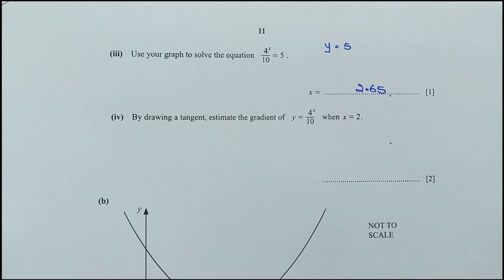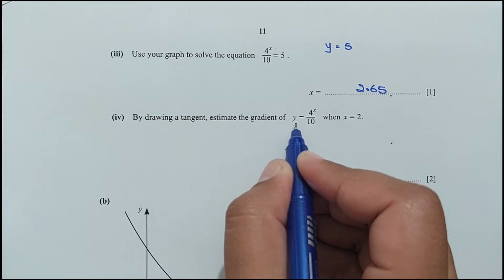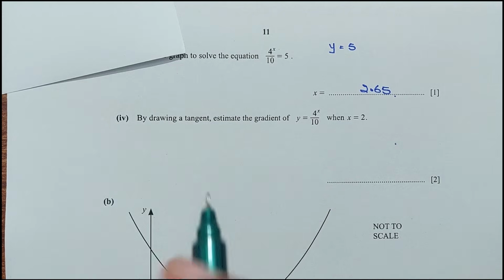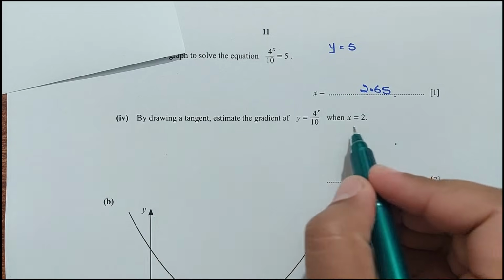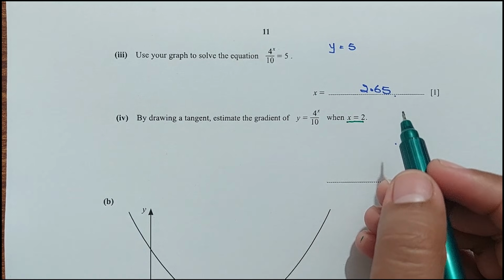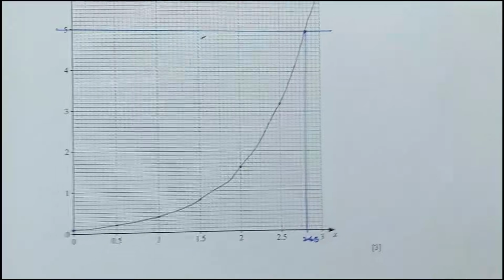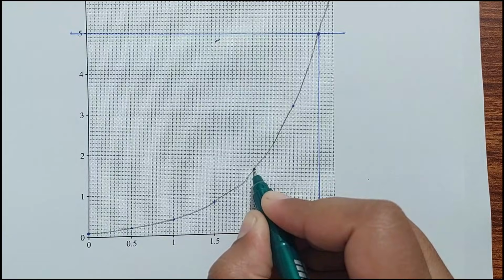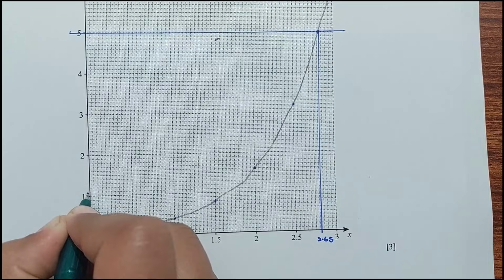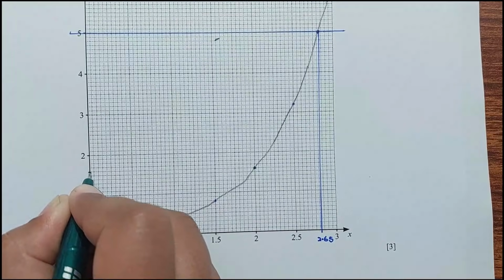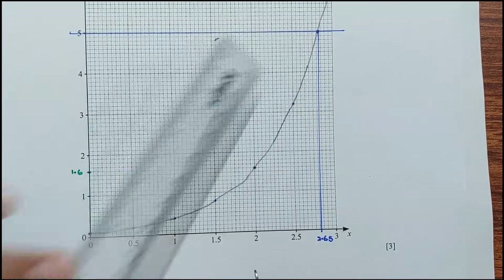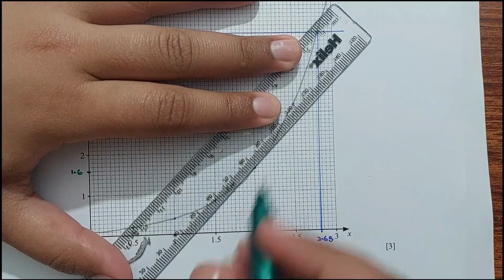Right. Now for the fourth part, by drawing a tangent, estimate the gradient of this function when x is equal to 2. So first let me draw the tangent at x equals 2, and then we can estimate the gradient. So at x equals 2, y value is 1.6. When x is 2, y is 1.6. This would be the tangent.